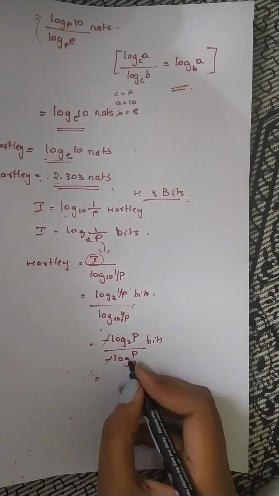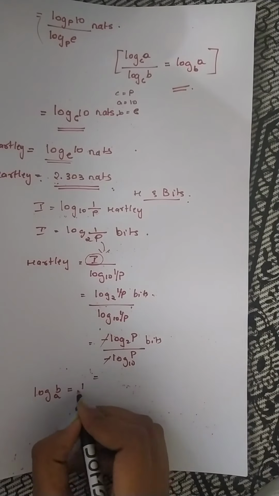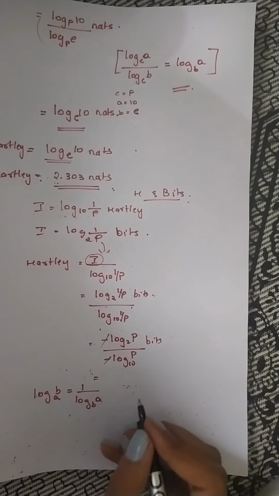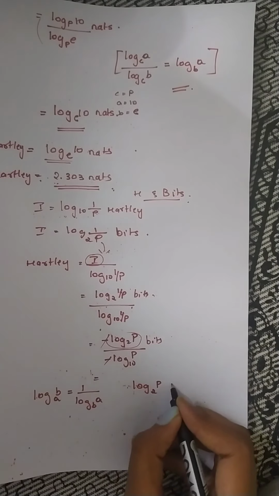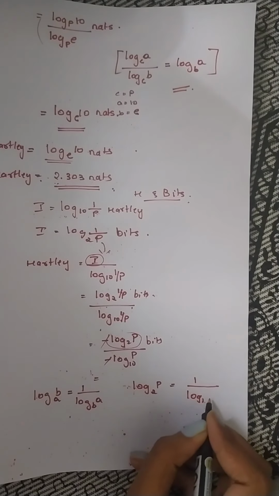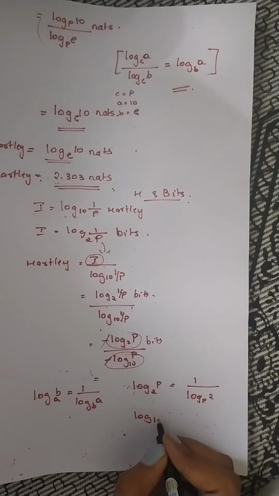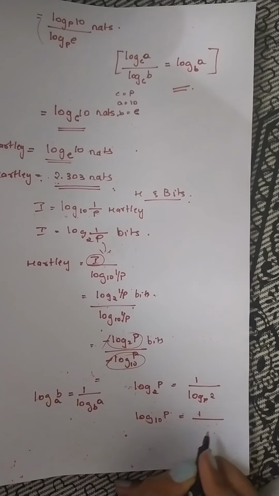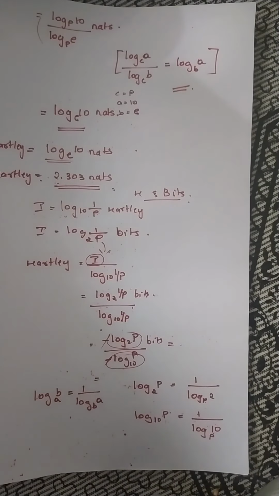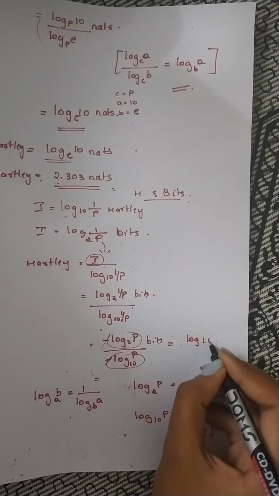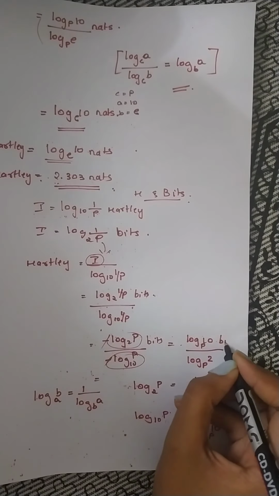Okay, so you have a formula, that is log B to the base A is equal to 1 by log A to the base B. So I can write log P to the base 2 as 1 by log 2 to the base P. Similarly, log P to the base 10 is equal to 1 by log 10 to the base P. So when you substitute back to this equation, you will get log 10 to the base P divided by log 2 to the base P, in bits.